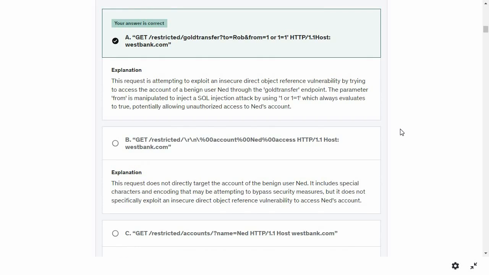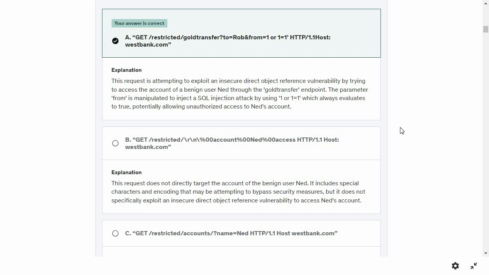This request is attempting to exploit an insecure direct object reference vulnerability by trying to access the account of a benign user Ned through the gold transfer endpoint. The parameter from is manipulated to inject a SQL injection attack by using 1 or 1 equal to 1, which always evaluates to true, potentially allowing unauthorized access to Ned's account. This is the correct answer to this scenario.